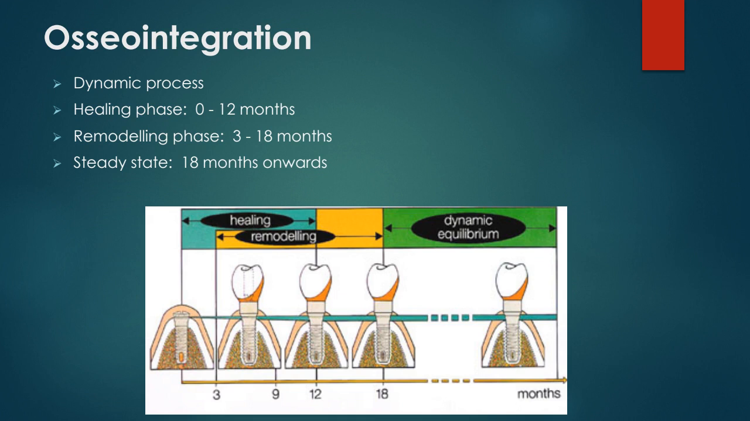Okay, so osseointegration takes initially the healing phase. We have initial signs of bone formation within the first 4 weeks, as we said, in the laying of woven bone, but healing might take up to 1 year. Remodeling happens from the third month to about a year and a half, and after a year and a half we call it dynamic equilibrium. The bone is constantly modeling and remodeling around the implant after about a year and a half, which is almost 18 months.